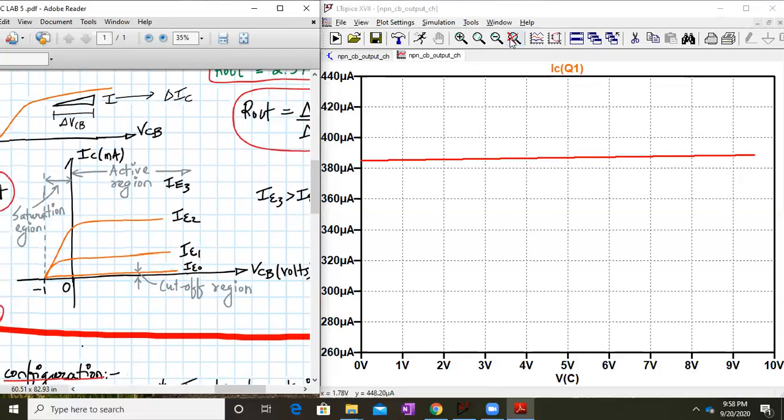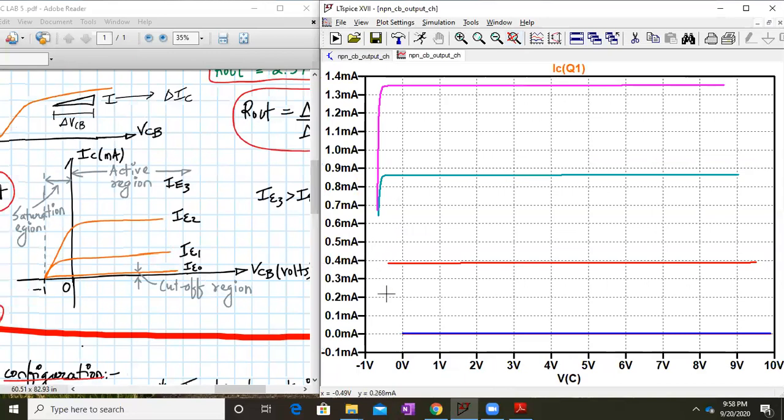Now, from this output characteristics, we can determine easily what is my active region. So to the right hand side of 0 on the x-axis is my active region, where my current is almost constant. And to the left hand side, when they are converging, note that they are not converging to 0, but they are going to 0 only. It is not showing over here. That's it. So to the left hand side of 0 on my x-axis is my saturation region.